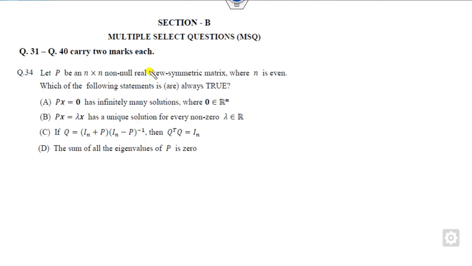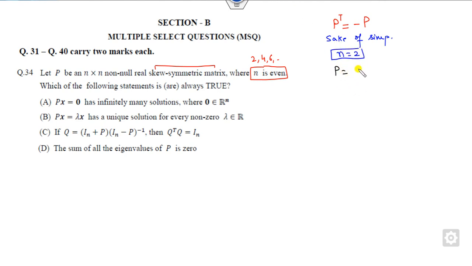Look at the another one. P is a skew symmetric matrix, so P transpose is nothing but minus P. N is even. What is the value of N? N can be 2, N can be 4, N can be 6. It is not given to you. So for the sake of simplicity, you can take any value. Let's say I consider N is 2. So what is my P? Think about any 2 cross 2 matrix which is skew: 0, 1 and minus 1, 0.